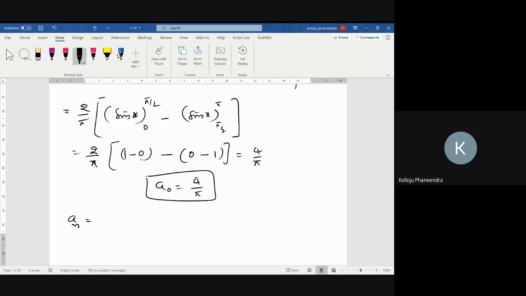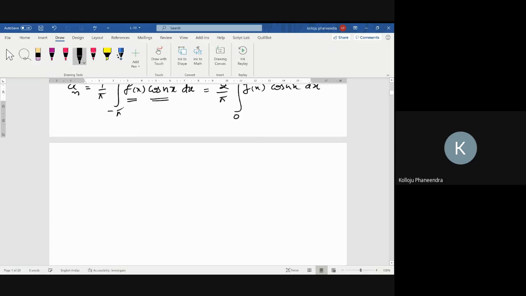Now coming to an. The an formula is 1 by pi integral minus pi to pi f of x into cos nx dx. Since this is an even function, and cosine is also an even function, I can write the limits as 2 into 0 to pi, f of x into cos nx dx. This implies an is equal to 2 by pi.